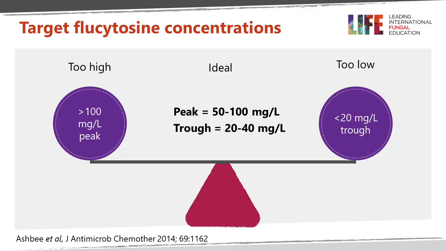So what we're trying to do is get a peak between 50 and 100 micrograms per ml or milligrams per litre, and a trough between 20 and 40. That's what we're trying to achieve. And it isn't always possible to achieve that, but that's what we're aiming to do.